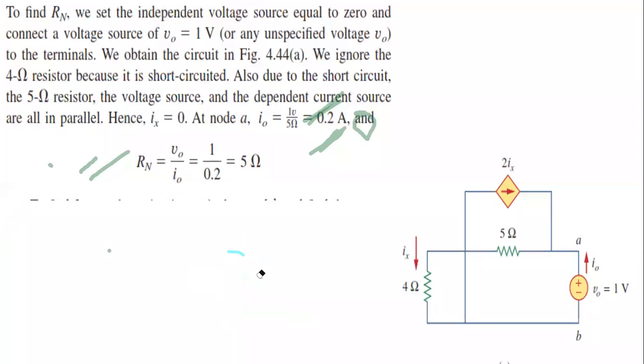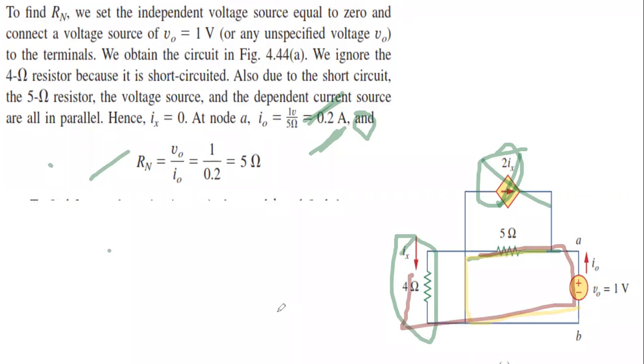So now you can see, because Ix is going to be 0, I can remove this one. This is already removed. So now I am left with this circuit only. And in this one, I need to find the current I naught. So I naught will be easily 1 volt by 5. The voltage is 1, resistance is 5 only.